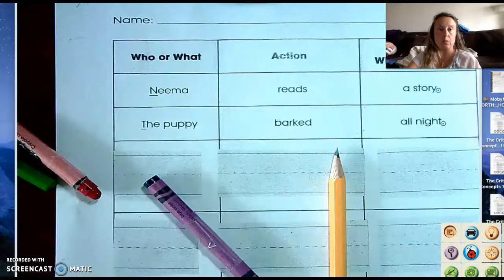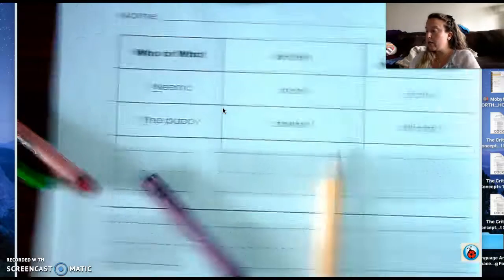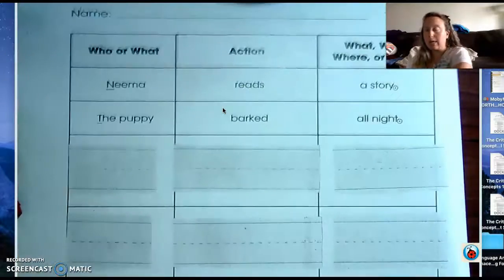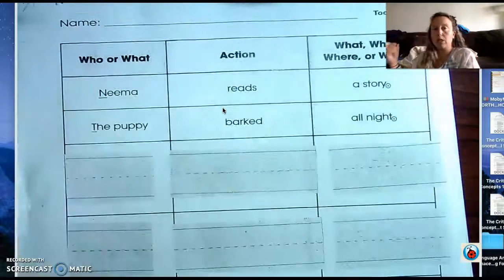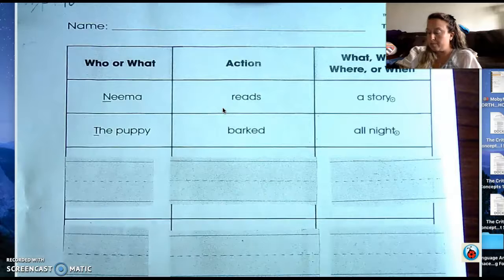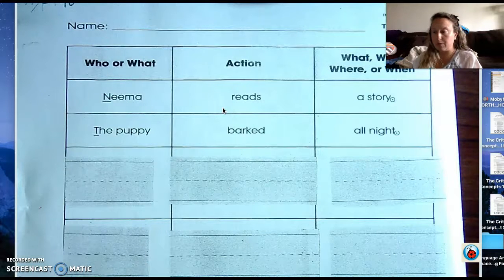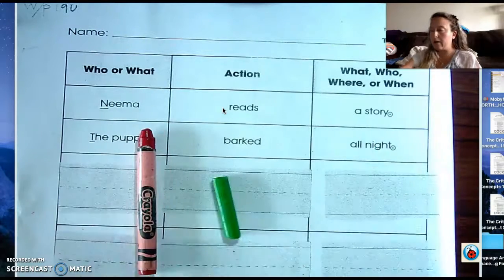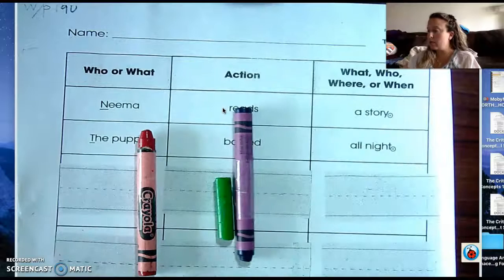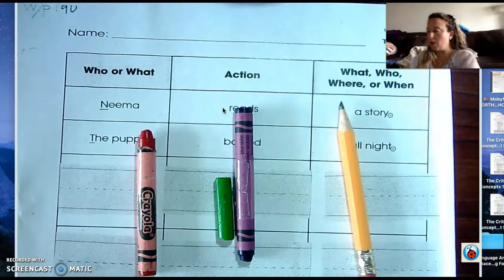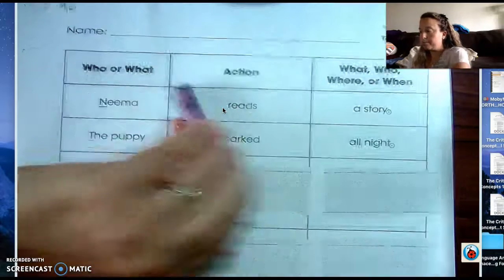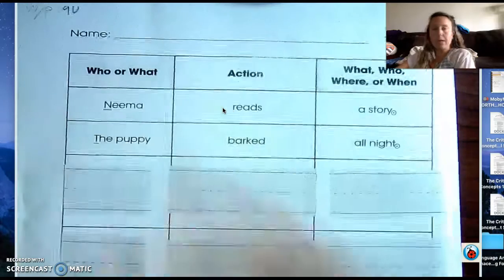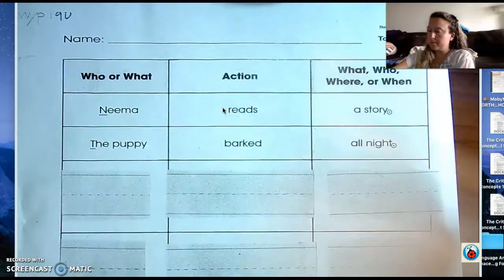Okay, now I'm going to put this away. And here we go. Here is the paper that we're working on right now. If you need to take a moment to find it and put it in front of you, you will also need a red crayon, a green crayon, and a purple crayon, and a pencil. Okay, pause me now so that you can start doing that. Start by writing your name at the top with your number.